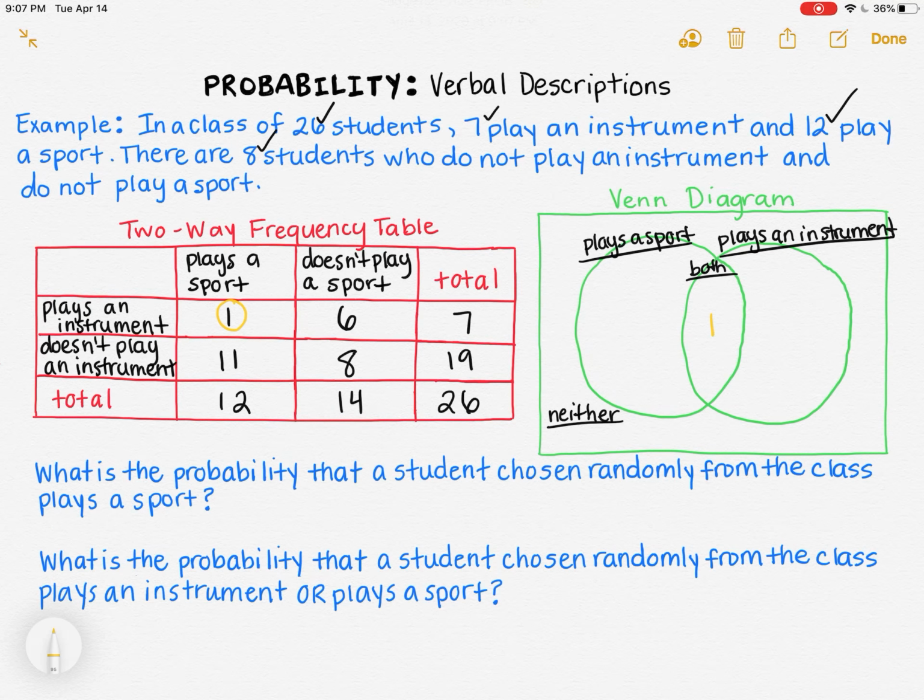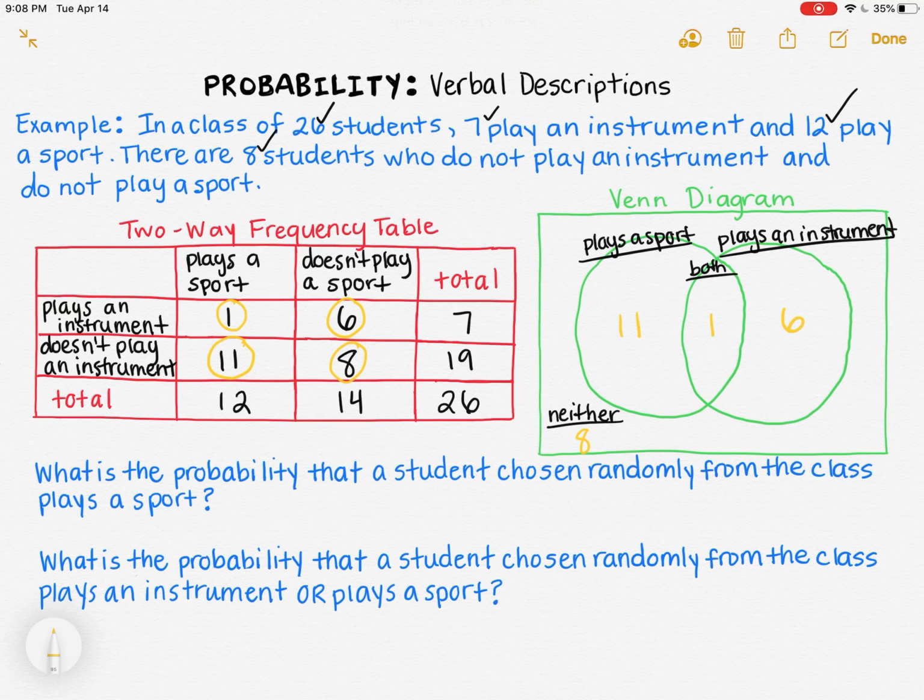To do the circle on the right, I need to know the number of students that play an instrument but don't play a sport. I'll go to the plays an instrument row and the doesn't play a sport column and find the number 6. So that goes in the right circle. For the left circle, I need the number of students that play a sport but don't play an instrument. So I go to the plays a sport column and the doesn't play an instrument row and get the number 11. Lastly, to go under neither, I need the number of students that don't play a sport and don't play an instrument, which is 8.